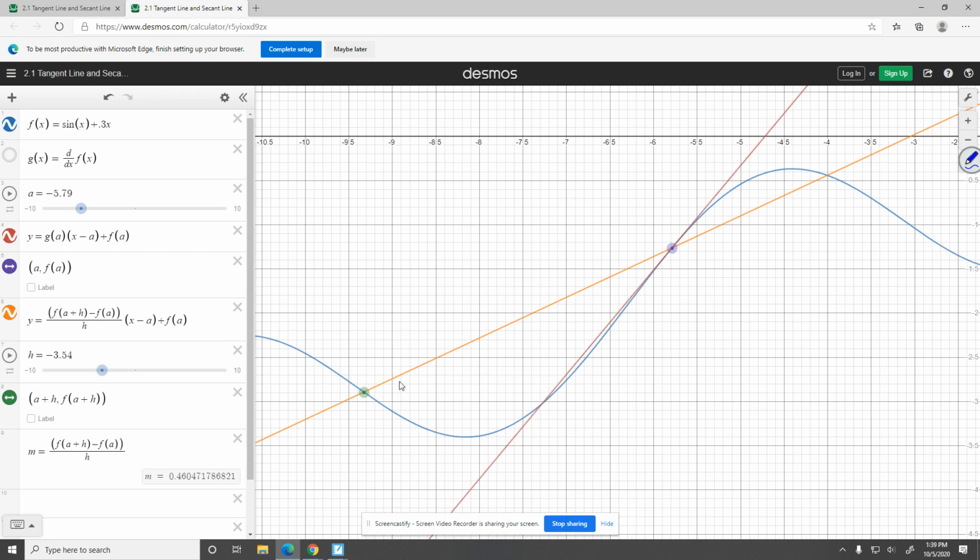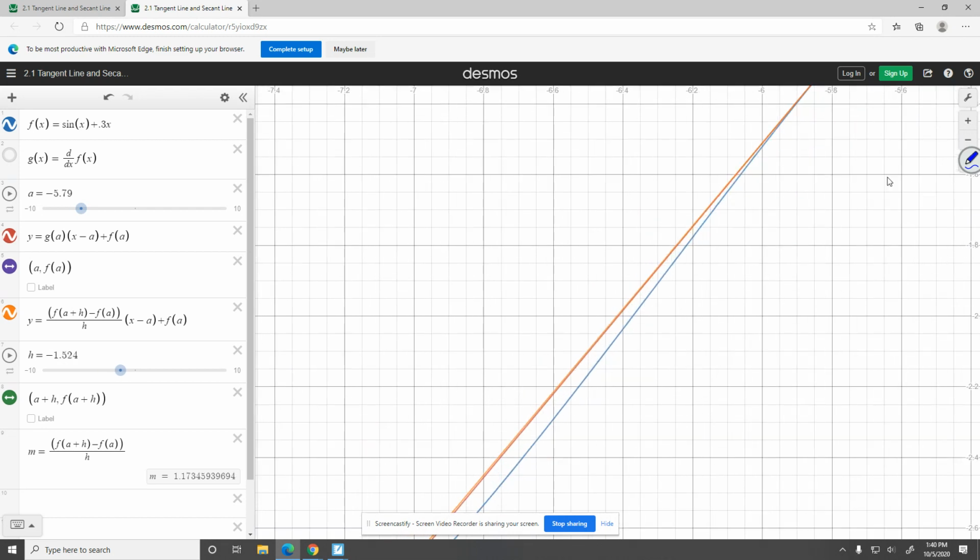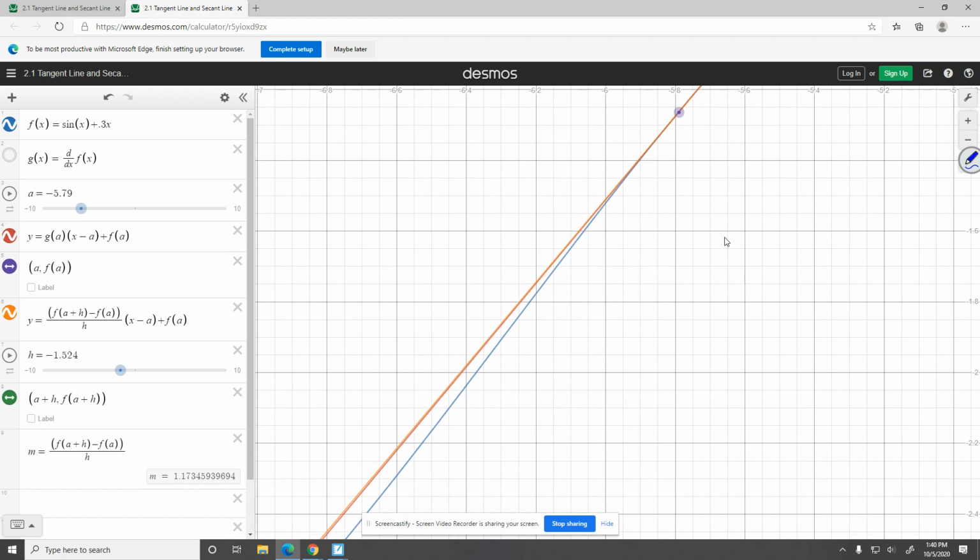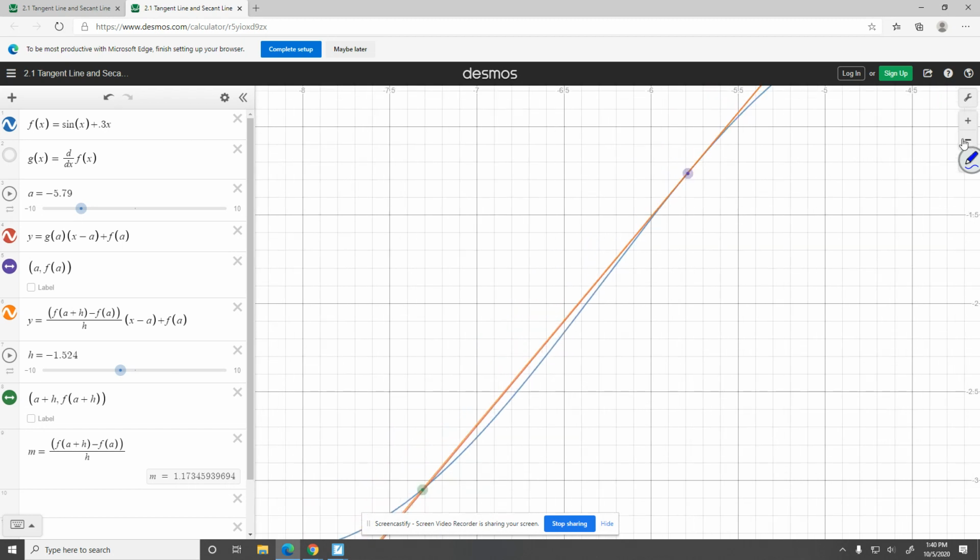My secant line is nowhere near where the tangent line is because these 2 points are really far apart. But the closer I get to moving this green dot over to the purple one, look how close those lines become. You almost can't even tell the difference between them when you zoom in. So the closer the green dot gets to the purple dot, the better the estimation becomes.